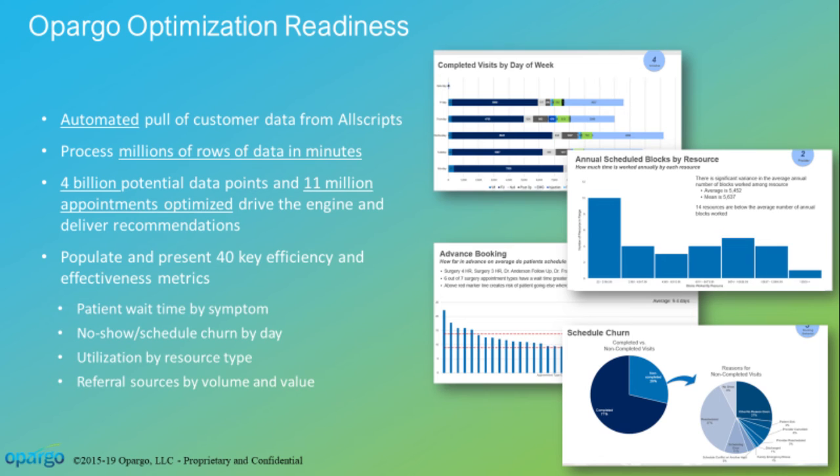We take all of this data and come back to you with approximately 40 key efficiency metrics that can give you insights into the ways your practice is running, and actionable steps that you can take to optimize without even implementing an Opargo system.